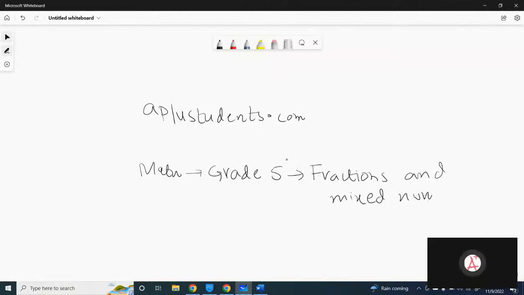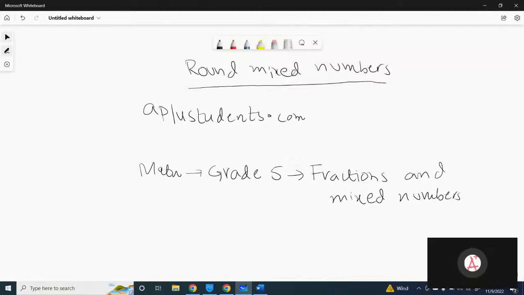So we are already working on the chapter. The topic we're going to start with is round mixed numbers. So we are working on grade 5 maths and the chapter name is fractions and mixed numbers and the lesson we are going to start with is round mixed numbers. So let's start with the topic. Please make sure you have your notebook and pencil so that you can note down the important examples and definitions as well. Got it?